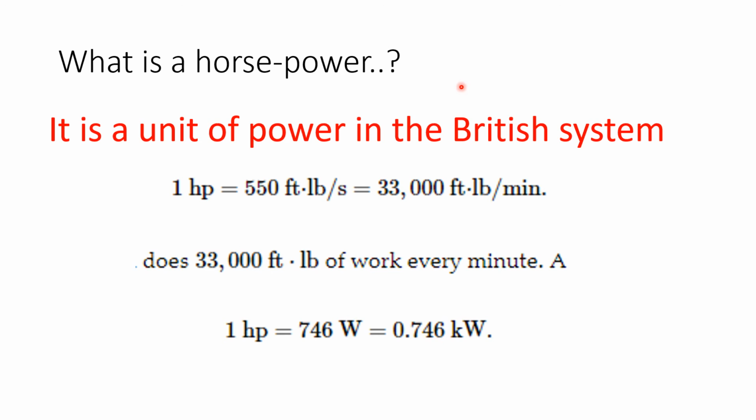Now you might say, well, what is a horsepower? Well, a horsepower is also a unit of power, but a horsepower is a unit of power in the British system, not the SI system. 1 horsepower is equal to 550 foot-pounds per second, and if you were to change that to minutes, you would get 33,000 foot-pounds per minute. That means that a horse, in this theory anyway, would do 33,000 foot-pounds of work every minute.